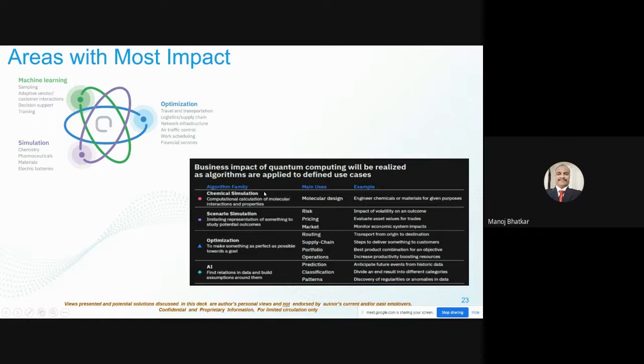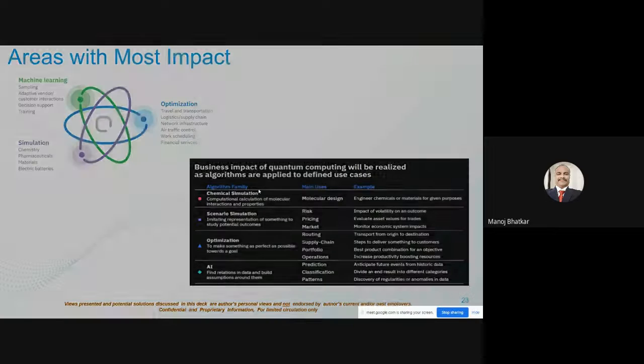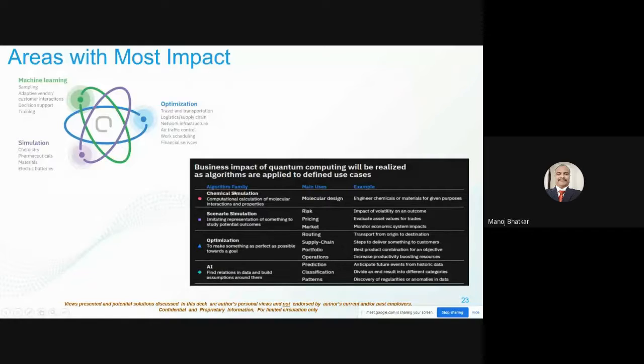So you will see the impact: there is a family of algorithms called chemical simulation, applied in molecular design. Engineer a chemical or material for a given purpose. I want a degradable plastic, for example. Today, in a classical computer, it is not possible to even simulate or design a complete molecule on the computer.